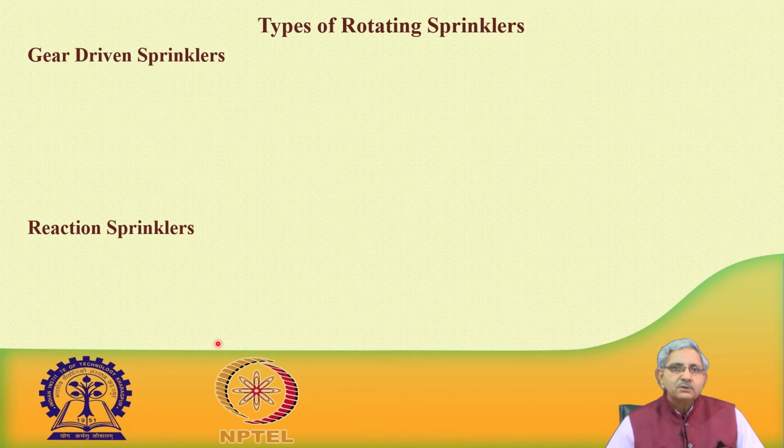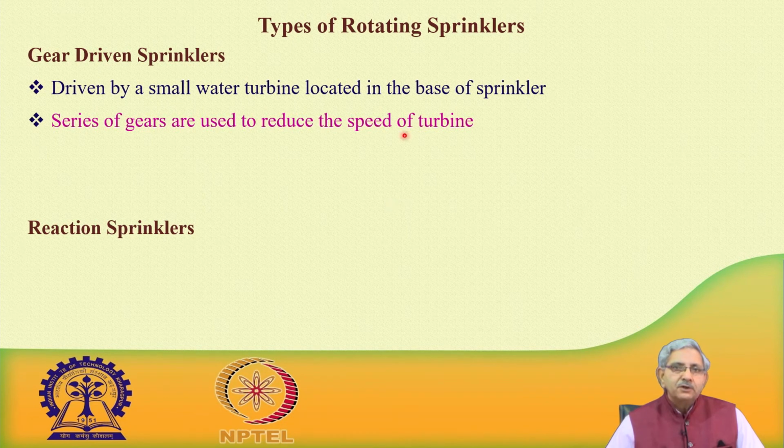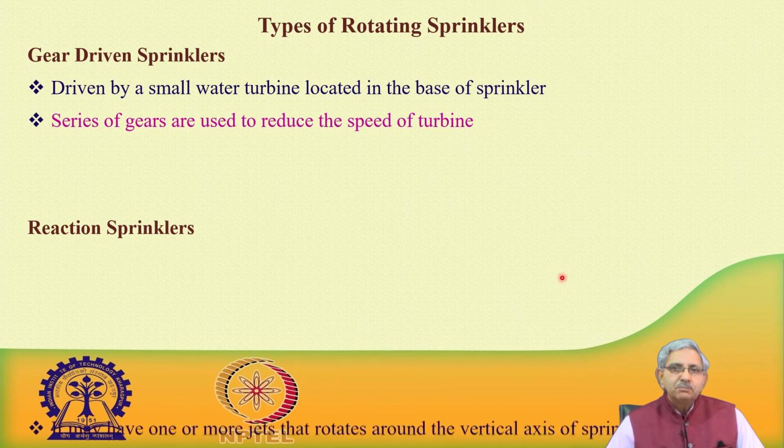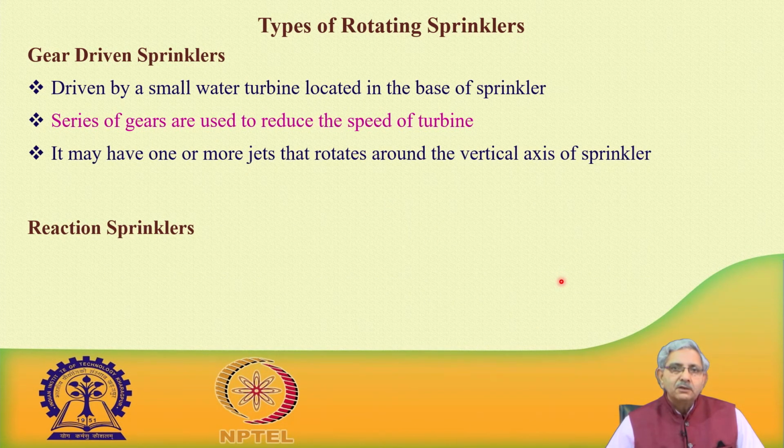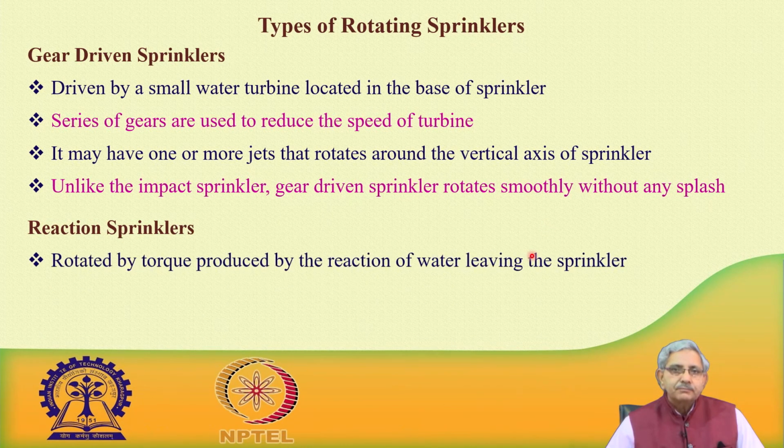Then there are gear driven types of sprinklers, where it is driven by a small water turbine located at the base of the sprinkler. A series of gears are used to reduce the speed of the turbine. It may have one or more jets that rotate around the vertical axis of the sprinkler. Unlike the impact type of sprinkler, gear driven sprinklers rotate smoothly without any splash.